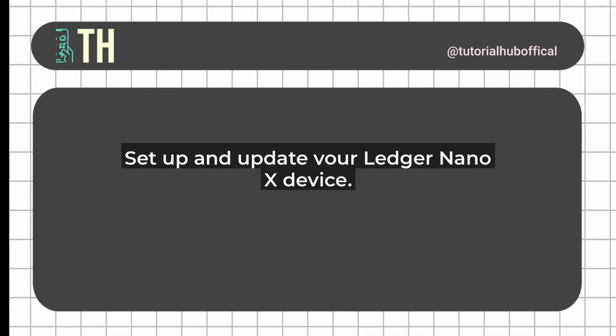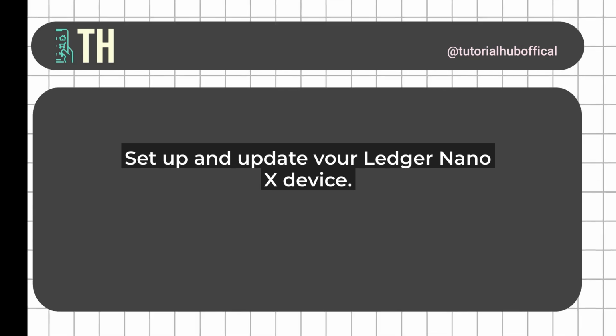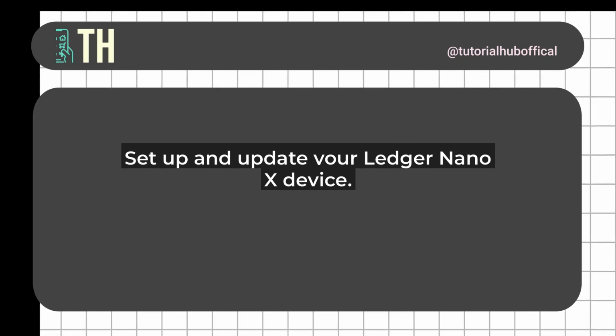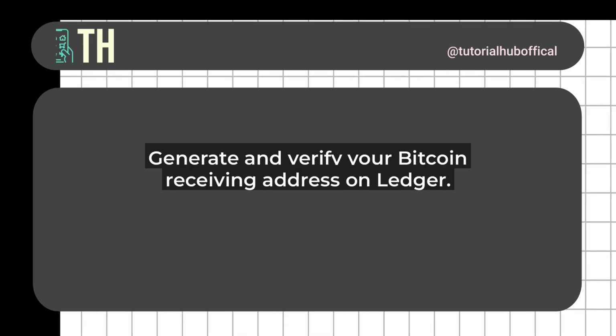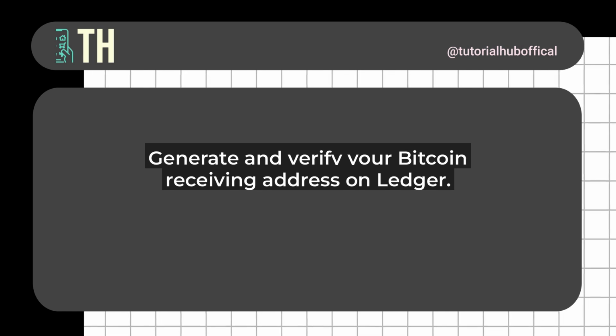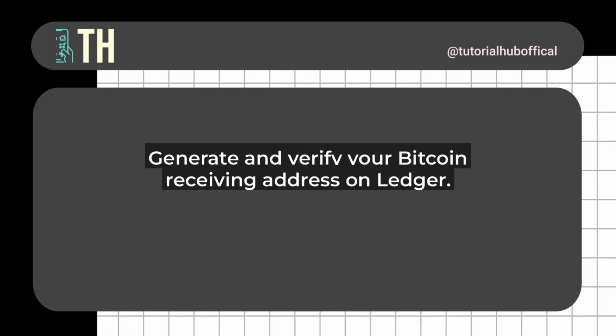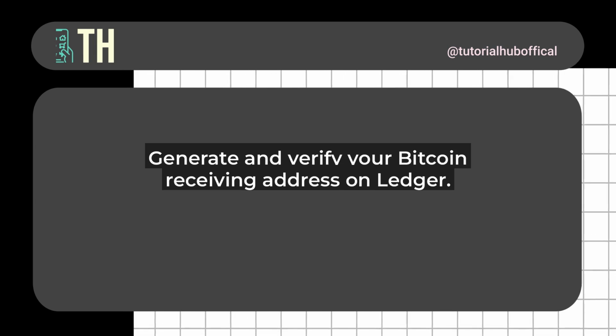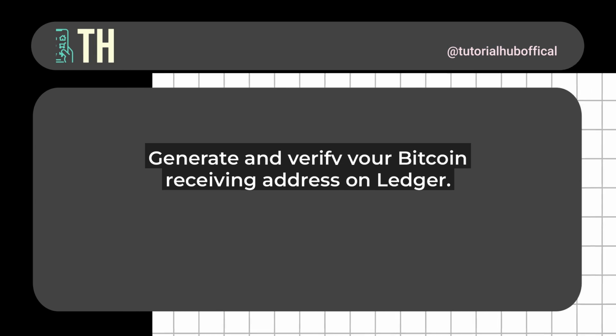Let's dive right in. First things first, make sure your Ledger Nano X is set up and updated. Connect it to your computer via USB and open the Ledger Live app. Once you're in, navigate to the Bitcoin wallet on your device. This is where you'll generate your receiving address. Double check that it's the correct one because accuracy is key in crypto to avoid any mishaps.